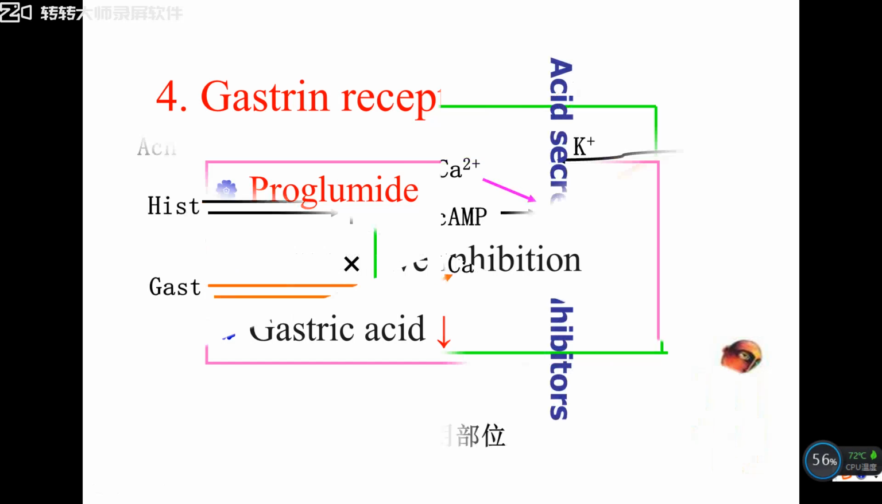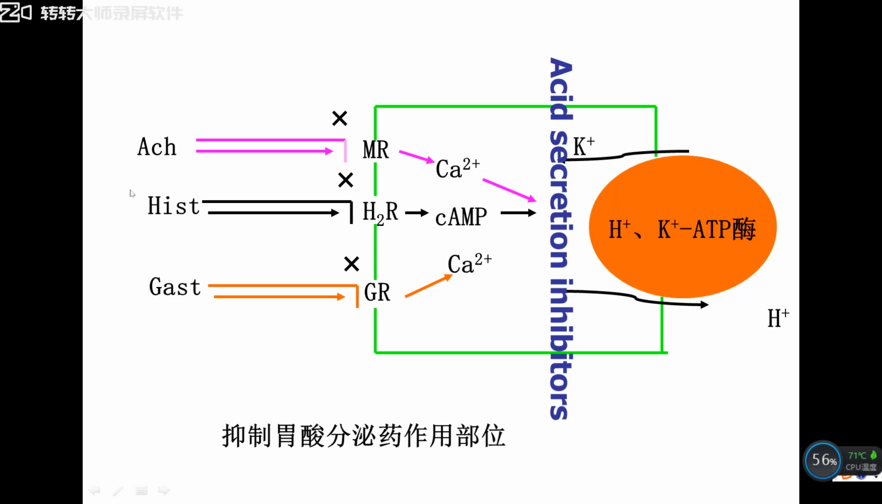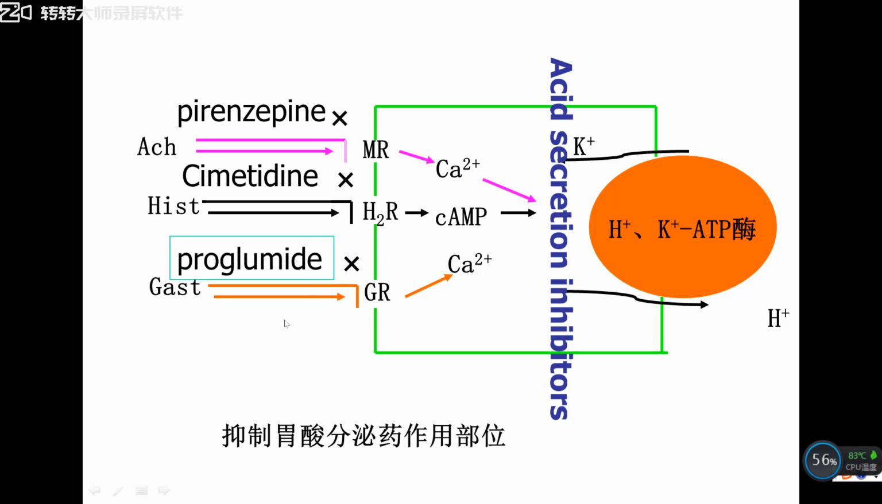So just now we studied four kinds of inhibitors that inhibit gastric acid secretion. The first one, M receptor blocker. The second one, histamine 2 receptor blocker, cimetidine, is widely used. And number 3, proglumide, the gastrin receptor blocker, in the second line. And the last one, omeprazole.